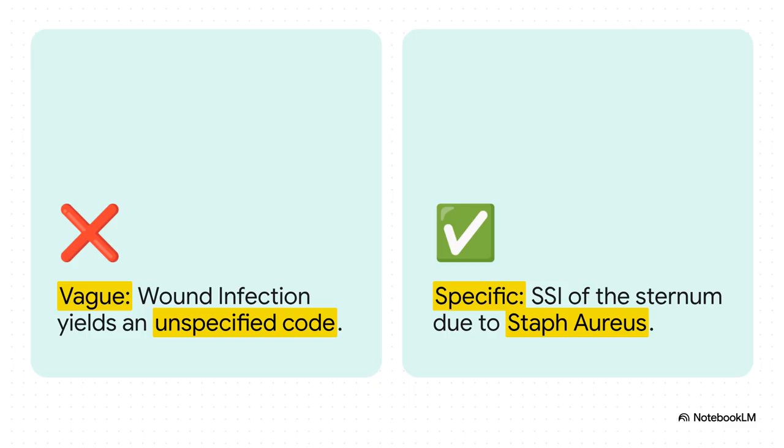Now, compare that to post-procedural surgical site infection of the sternum due to Staph aureus. Wow, that specific documentation gives you the exact anatomy, the clear cause and effect relationship, and the specific organism. This is exactly what we mean by codable and query-proof documentation.